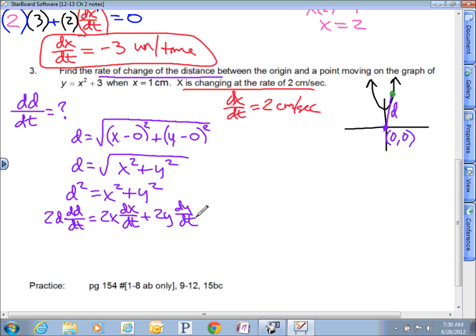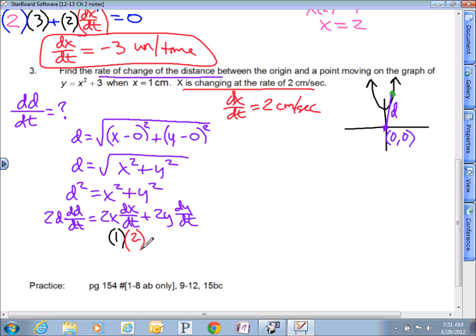Well, now all you have to do is fill your stuff in. We took the derivative. We found that equation. We took the derivative with respect to time. Now we fill in our stuff. Well, what can we fill in? Well, we know everywhere there's an x, we should put a 1. We know everywhere there's a dx dt, we should put a 2 centimeters per second. We'll get to units in a little while.